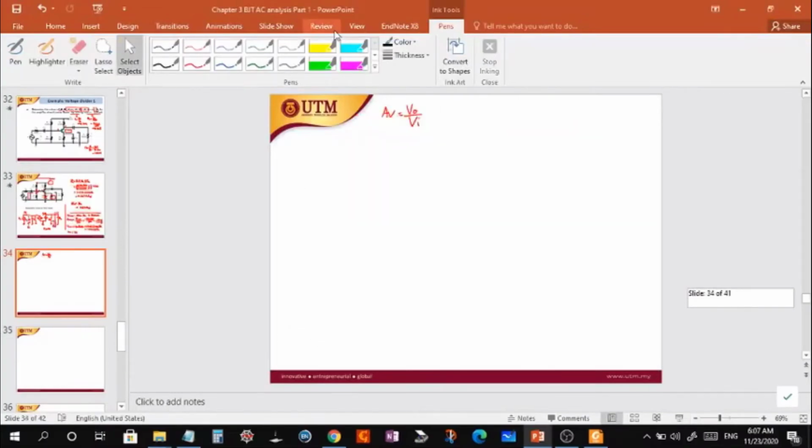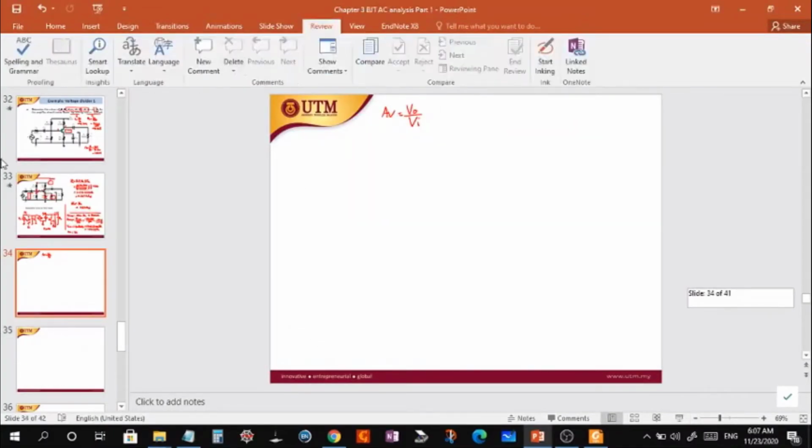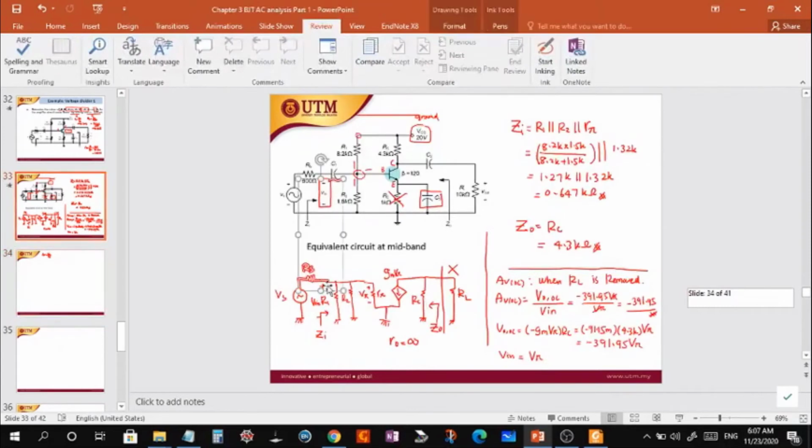Next we calculate what we call Av. Av is when we connect the load to the output port. So this is the output after having the load, over Vi. Let me copy the equivalent circuit.